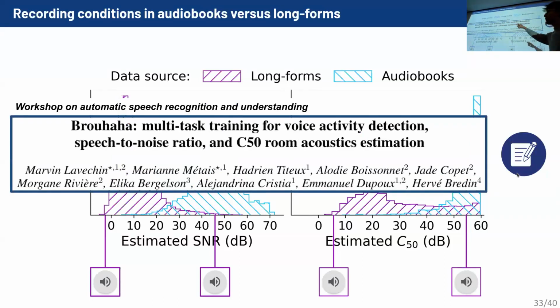The model that predicts the speech-to-noise ratio and the C50 measures has been published in Interspeech, and you can find it on Kit if you're interested in measuring the quantity of background noise or the quantity of reverb in your audio files.